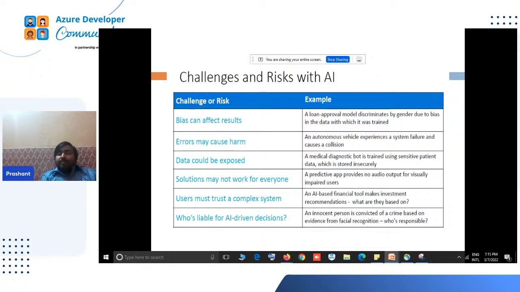Data can also be exposed. There are certain data privacy guidelines, for example GDPR. We also have our own data privacy framework coming up. So we need to make sure that any secret or important data that need not be exposed does not get exposed. For example, through a medical diagnostic bot: what if it is trained using sensitive patient data, and it gets stored insecurely, and we just feel that it's only bot data and we need not store or encrypt it that securely? Then again, there is a concern of data being exposed or stolen.